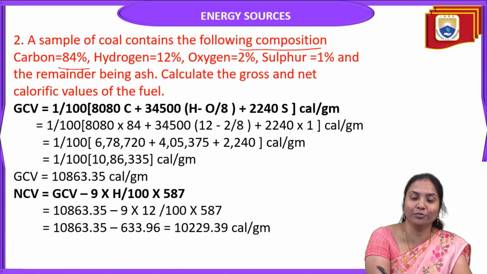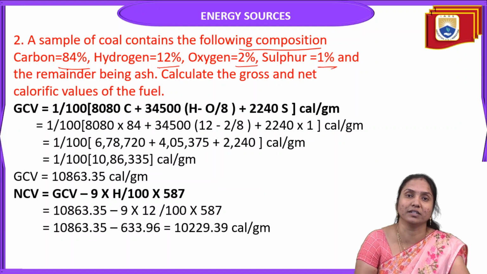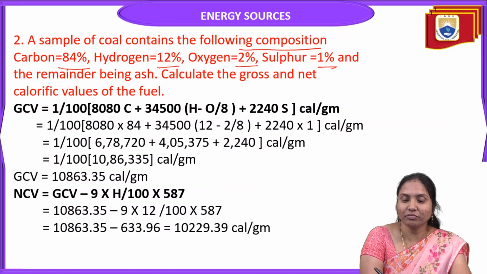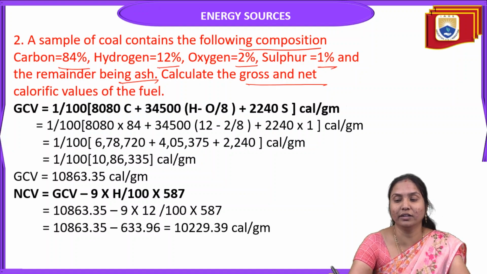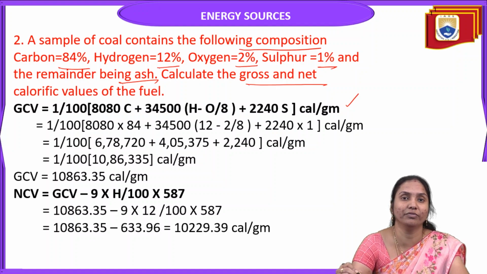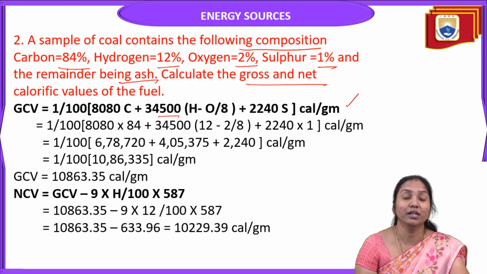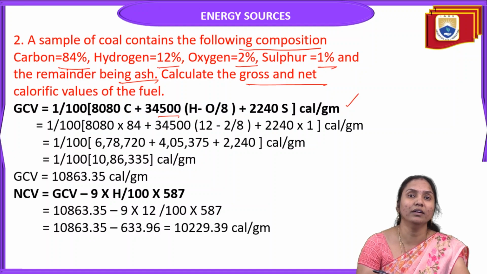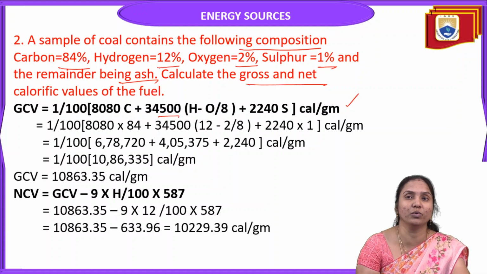Here carbon is 84%, hydrogen is 12%, oxygen is 2% and sulfur is 1%, and the remaining is ash. So calculate the gross and net calorific values of the fuel. How can we calculate the gross calorific value of the fuel? By using Dulong's formula of gross calorific value, which is equal to 1 by 100 into 8080 C plus 34,500 into (H minus O by 8) plus 2240 S calories per gram. So we substitute the percentages of carbon, hydrogen, oxygen and sulfur given in this problem into the above equation.